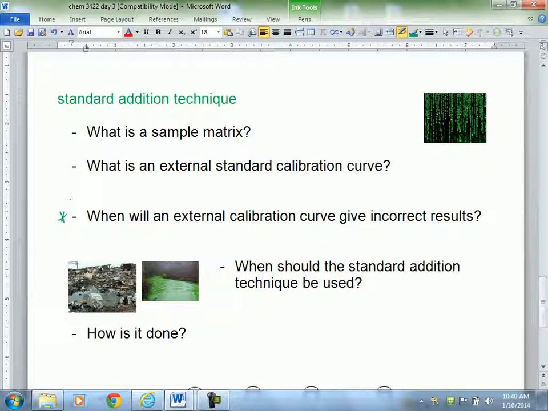So how is it done? Well, let's answer this question first. When should the standard addition technique be used? When you can't easily reproduce the matrix. If you can't easily reproduce the sample matrix, just do standard addition technique. Life is so much easier.